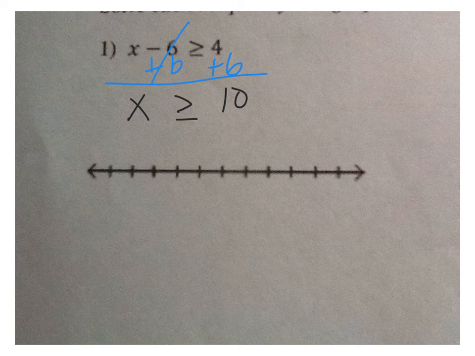Well, you can look at your charts from your notes, but the first thing you do is find where 10 is. So I'm just going to randomly label that 9, that 10, and that 11. So 10 is right here. Since that's greater than or equal to, I'm going to color in the dot. If it's just greater than, I would leave that an open dot. And then I'm going to shade to the right because that is greater than. So greater than or equal to is a closed dot shaded to the right.